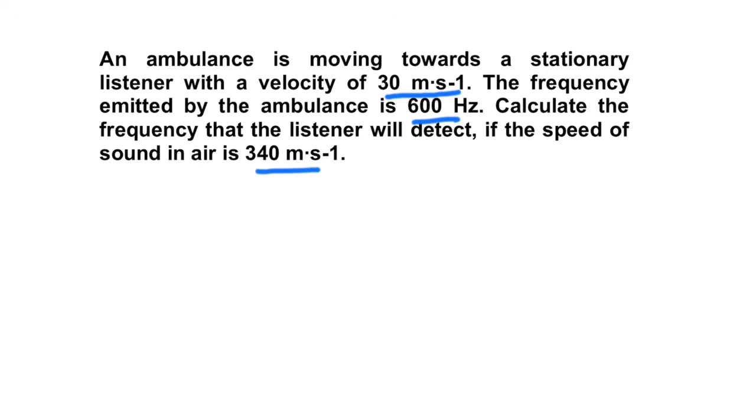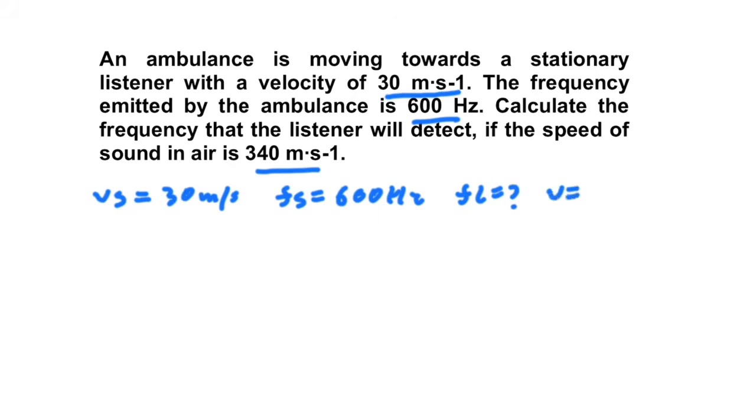So let's go ahead and take a look. The velocity of the sound source is 30 meters per second. So let me write that down. And then the frequency emitted is 600 Hz. So FS, frequency emitted by the source, that is 600 Hz. Calculate the frequency that the listener will detect. So we are interested in FL. If the speed of sound in air is 340 meters per second. So we have V being equal to 340 meters per second. The ambulance is moving towards a stationary listener. So VL is equal to 0. Our listener is stationary.